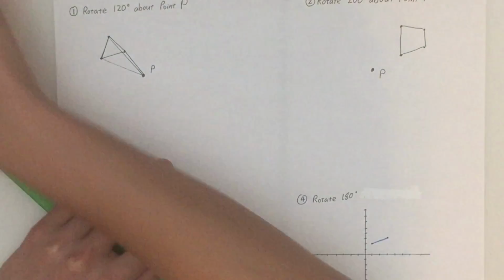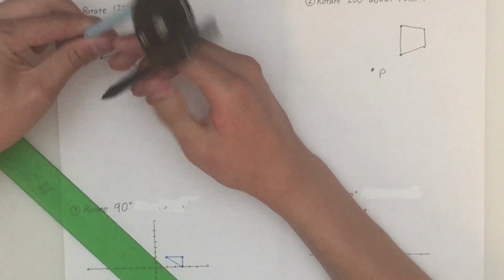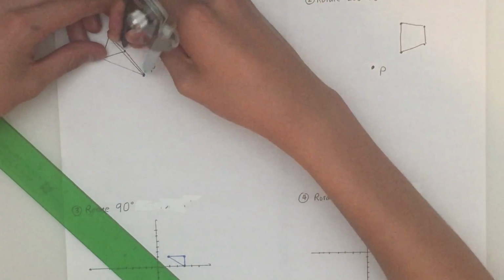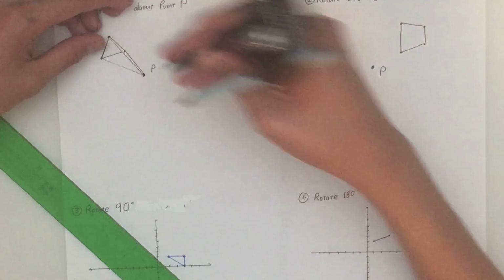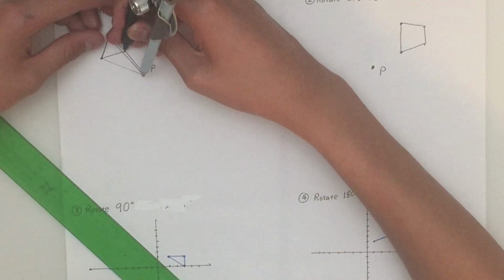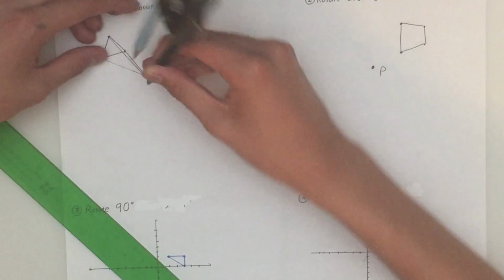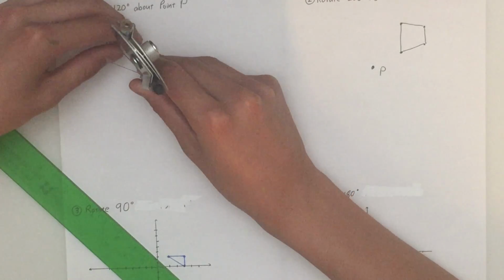And then we're going to use our compass to make arcs with the pin on the center of rotation. Remember not to put it on the vertices of the figure that you're using, or the end of the segment. That's a common mistake, and then it ends up with you getting the wrong answer. So remember, the pin of your compass goes on the center of rotation, not anything else.